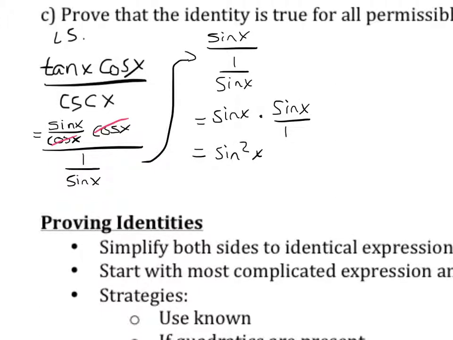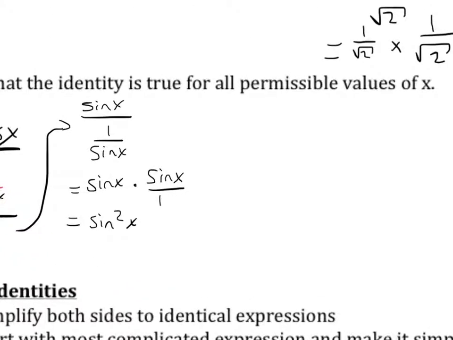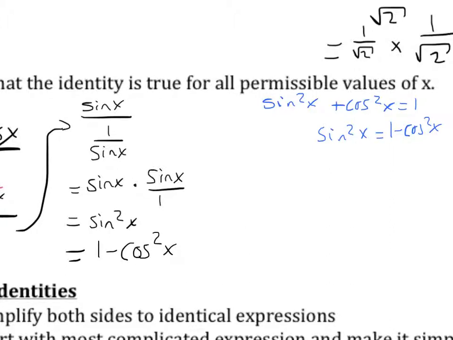Now this is really, really close to what I have, but not quite, right? I actually need 1 minus cos squared x. Well, is there an identity that can help me here? Yes, there is. I know that the Pythagorean identity says that sine squared x plus cos squared x is equal to 1. Well, that means sine squared x is equal to 1 minus cos squared x. So here I can substitute, instead of sine squared x, 1 minus cos squared x. There you go. Therefore, left side is equal to my right side.